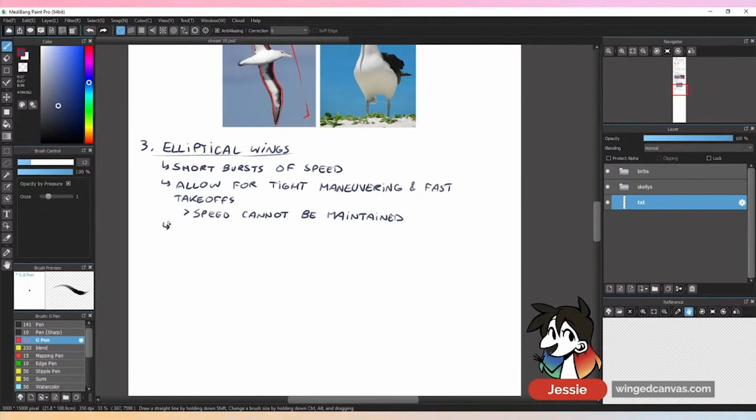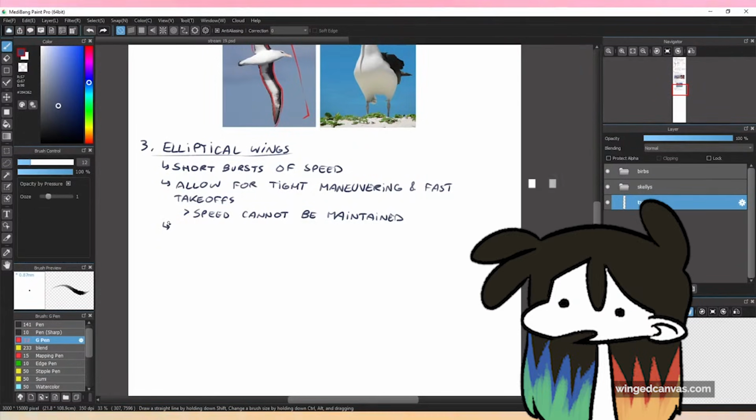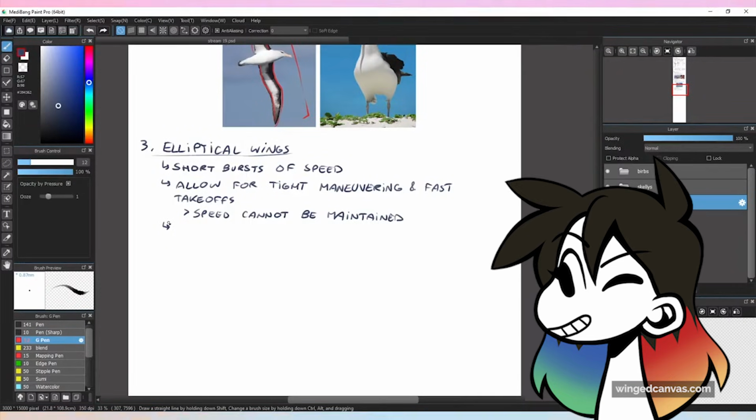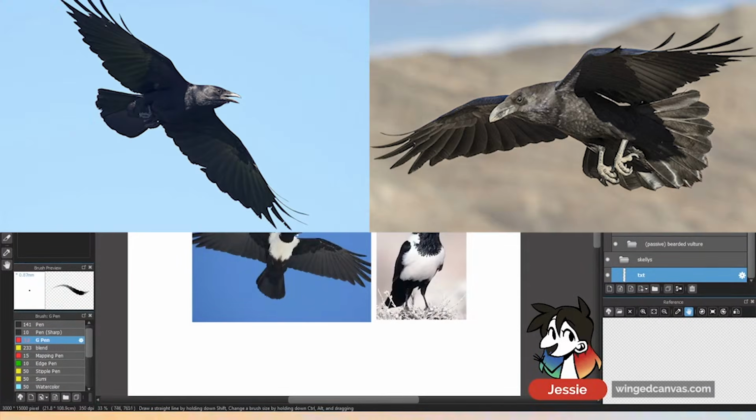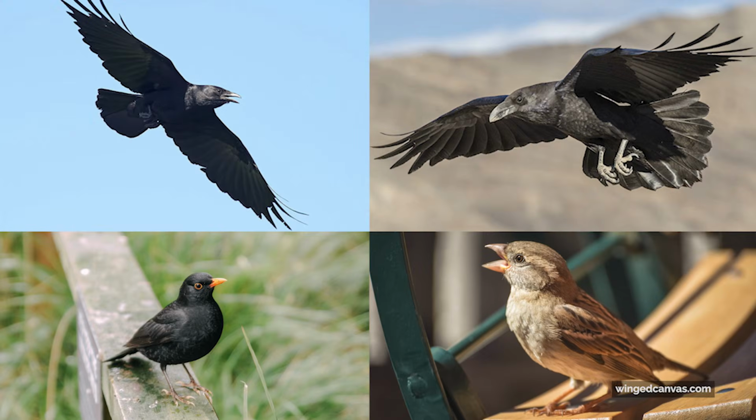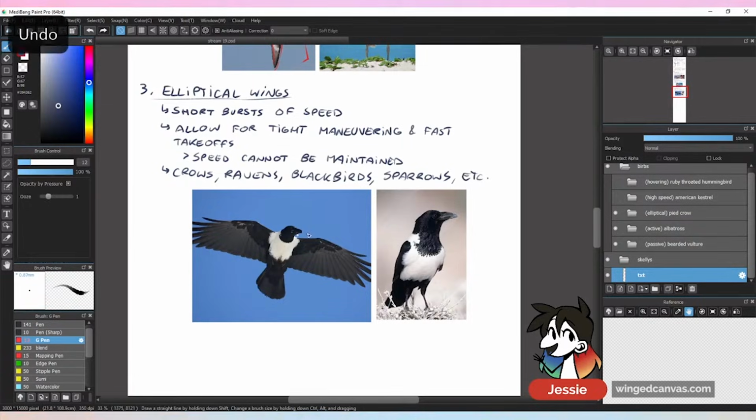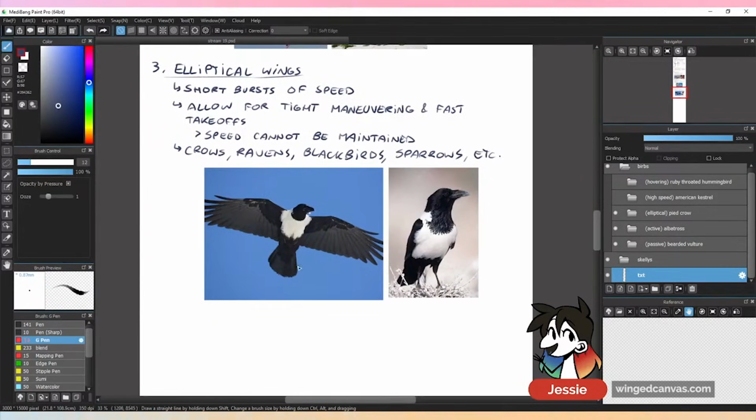The birds that have elliptical wings, if you want some more examples, are crows, ravens, blackbirds, sparrows, and so on and so forth. There are lots of birds that have elliptical wings. The elliptical bird that we are going to be talking about is the pied crow. Fun fact, this is a crow that is technically legal to have as a pet.